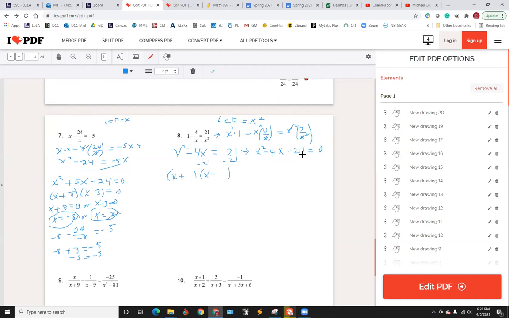There's only 2 factors of 21. There's 3 and 7, which has a difference of 4, which is what we want. And since that's negative, then your largest one has to be negative, so that when you add up positive 3 and negative 7, you get negative 4.